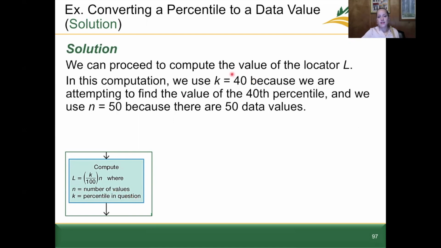And here we're asked to find the data point that is the 40th percentile. So here k is equal to 40. The other variable here is the number of data values, right? I told you we'd use that, so we have 50 data values total.